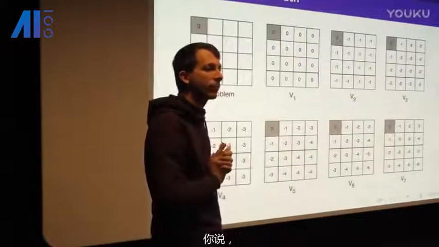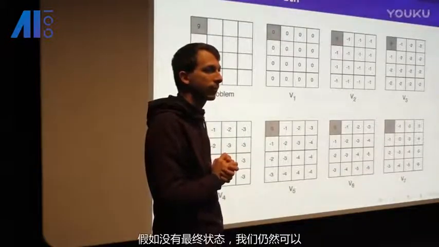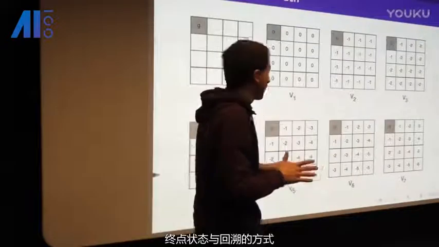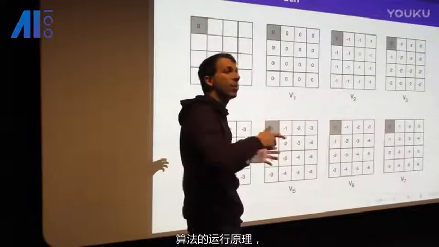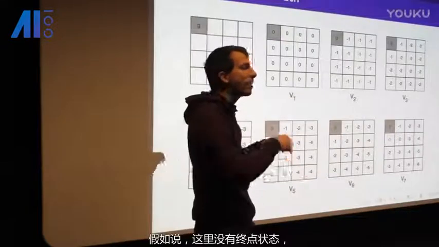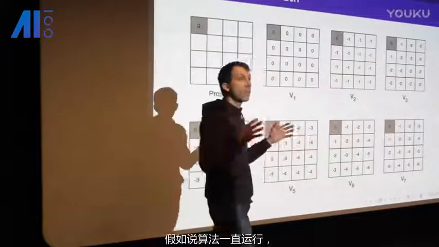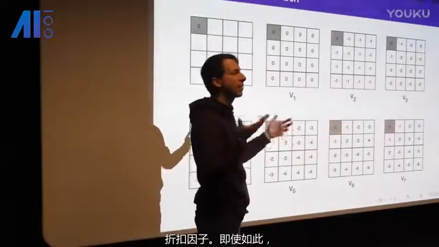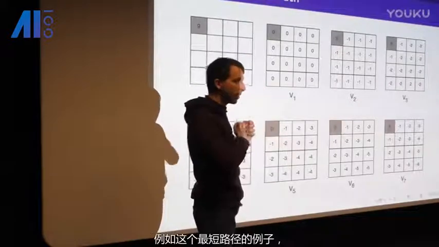Yeah, question? I was wondering, so we're working backwards from a final state. If there's no final state, can we also apply dynamic programming then? Yeah, so let me be absolutely clear about this point. The final state and working backwards argument is just to give you the intuition of what the algorithm is doing under the hood. In practice, the algorithm doesn't even know that a final state exists. If there is no final state, the algorithm will still work. If you're in an MDP that's ergodic and just goes on forever, a continuing MDP that has some discount factor, dynamic programming still works. It will still find the optimal solution.